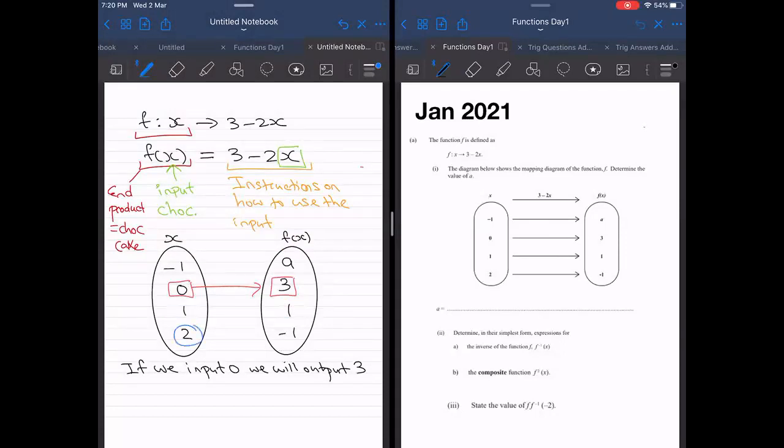If you input 2, you output -1. So I'm just going to use the 0 and the 3 so that when we use the -1 and the a, it will make sense. So I'm just going to show you with the 0 so that you have an understanding of the diagram.